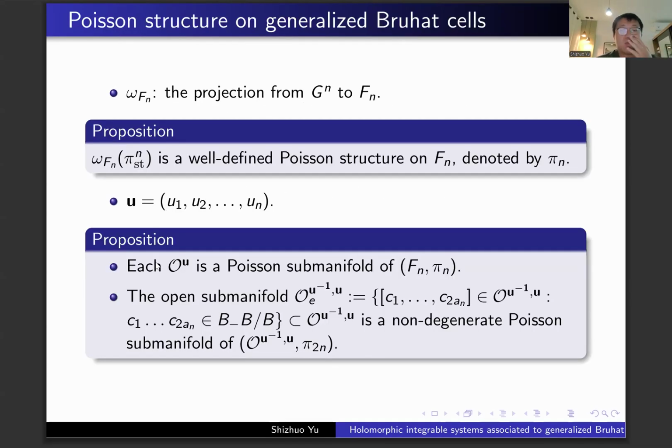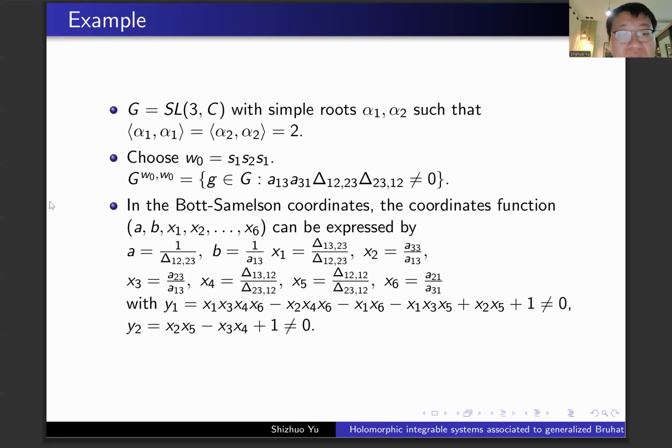Now we will show you some examples for the Poisson structure. You will see that for G equals SL3 and in the Both Samson coordinates, the Kogan-Zelevinsky integrable system is much easier to write down. And here are some examples.